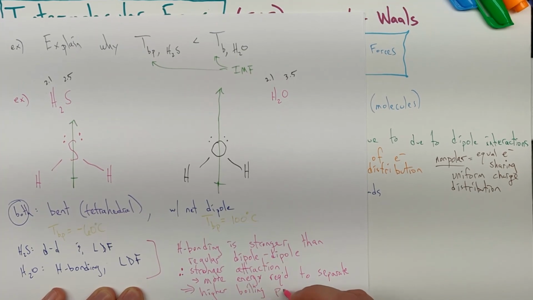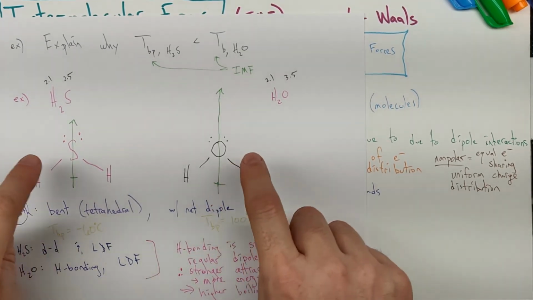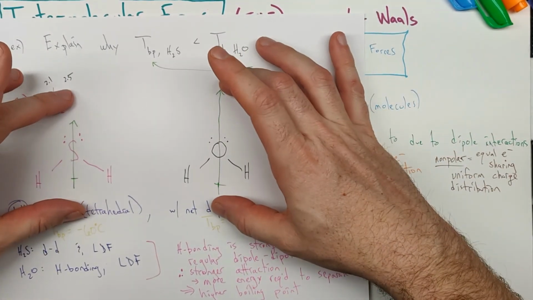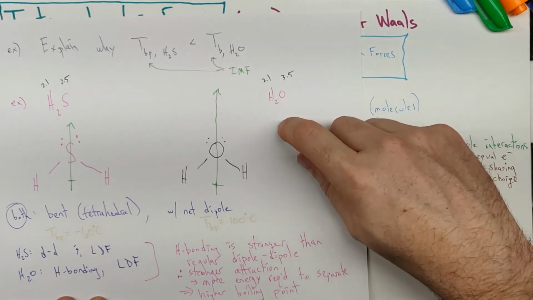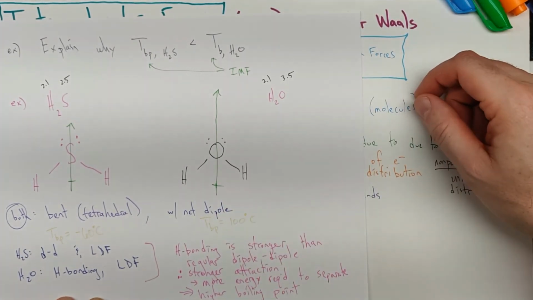All right, so if we just glance at the pictures once again, the molecular geometry, same thing, both polar, but the hydrogen bonding is a stronger force, and it's going to take more energy to get the particles farther apart.